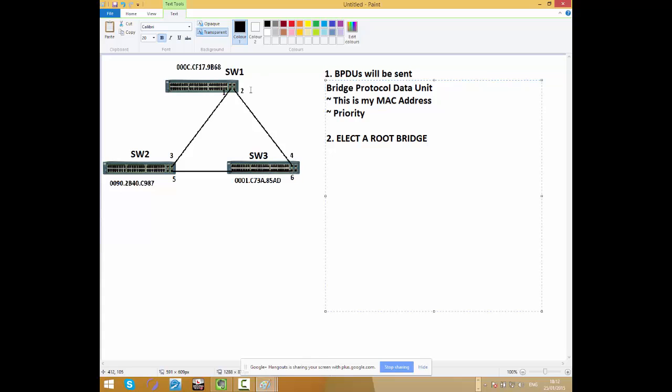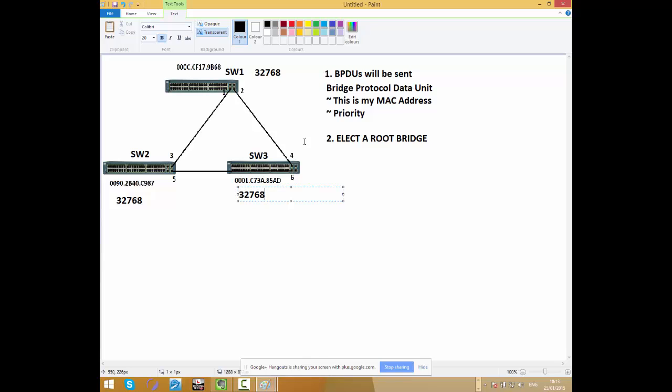So what that means is this. So if switch one goes and says, this is my priority, let's say my priority is the default priority. Does anyone know what the default priority is? 32,768. Yeah. So that's the default priority. So this one is sending this information to this one and saying, this is my MAC address, this is my default priority. So when this one sees it, it takes notes. So this one also sends the information, this is my MAC address, this is my default priority.